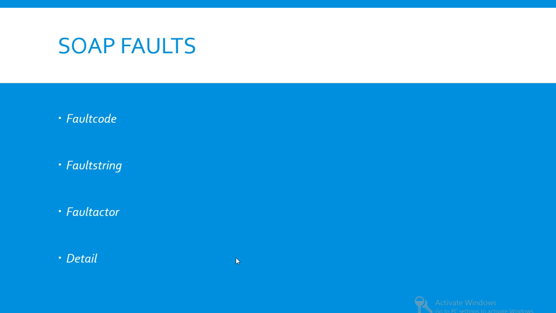SOAP faults. Faults can be returned by web services due to various reasons. For example, if the request message does not conform to the XML schema of the web service, the service responds back with a SOAP fault. The SOAP fault element is used to carry such faults occurring during web service communication. This element must be included inside the body of a SOAP message. A typical SOAP fault message consists of the following child elements.